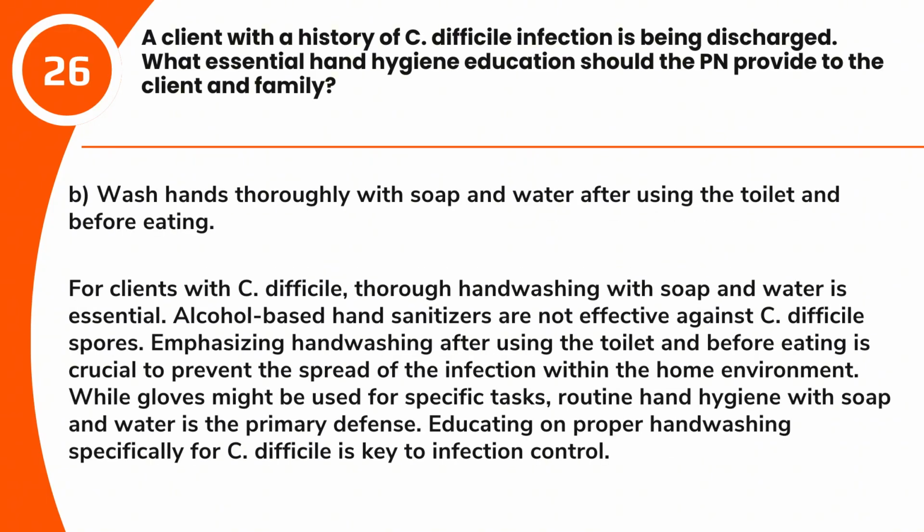Answer: B. Wash hands thoroughly with soap and water after using the toilet and before eating. For clients with C. difficile, thorough hand washing with soap and water is essential. Alcohol-based hand sanitizers are not effective against C. difficile spores. Emphasizing hand washing after using the toilet and before eating is crucial to prevent the spread of the infection within the home environment. While gloves might be used for specific tasks, routine hand hygiene with soap and water is the primary defense. Educating on proper hand washing specifically for C. difficile is key to infection control.